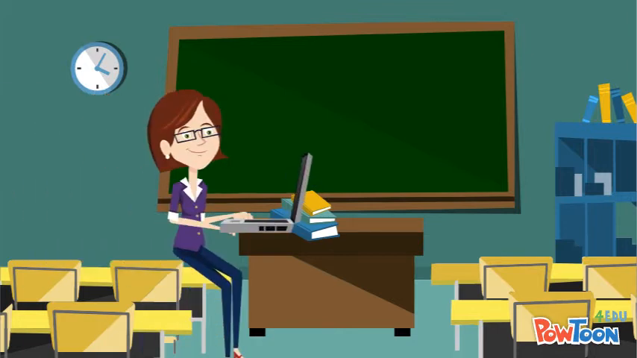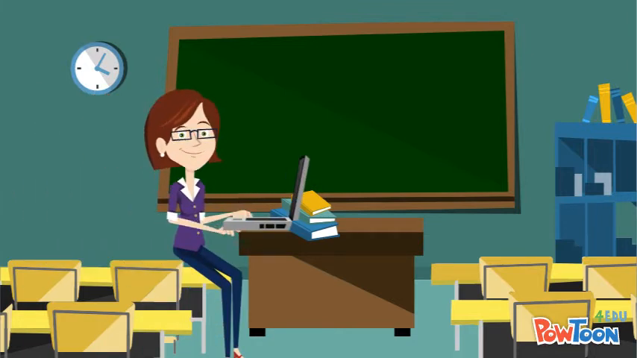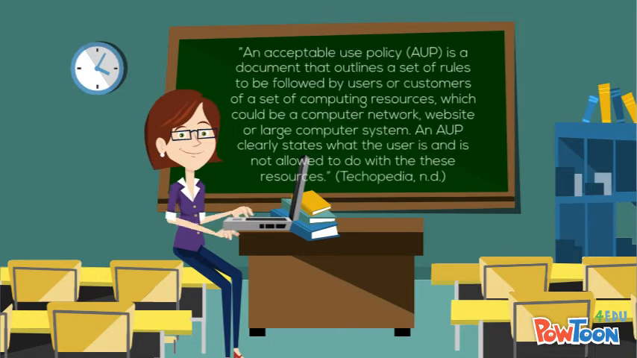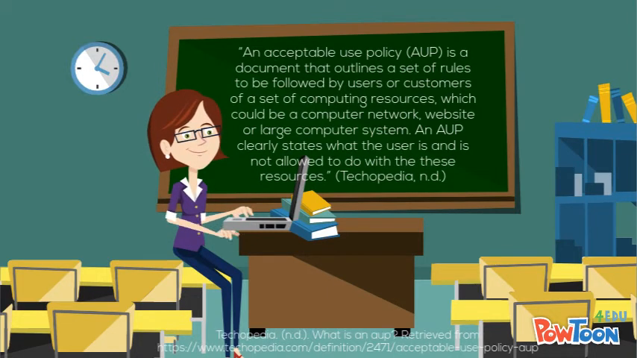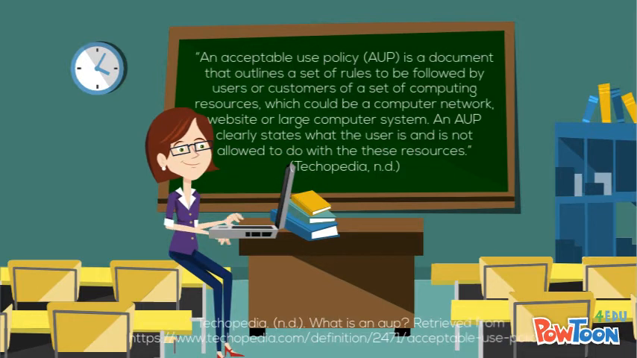First, let's start off with a little bit of background information on what an acceptable use policy is and how it helps us. An acceptable use policy, AUP, is a document that outlines a set of rules to be followed by users or customers on a set of computing resources, which could be a computer network, website, or large computer system. An AUP clearly states what a user is and is not allowed to do with these resources. This gives a broad picture of the goal of an acceptable use policy.